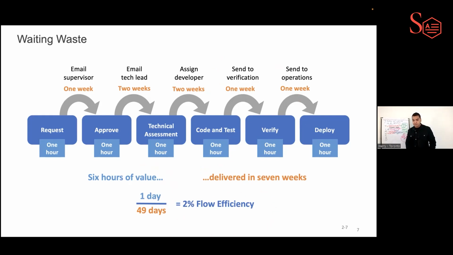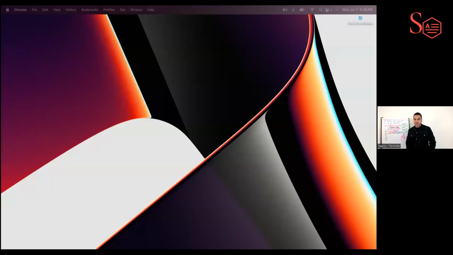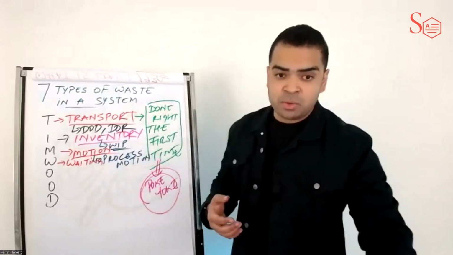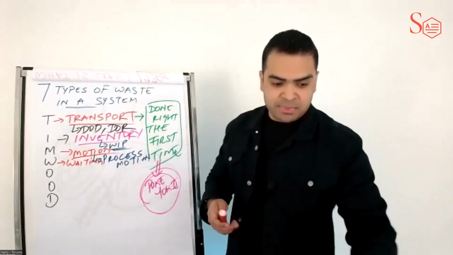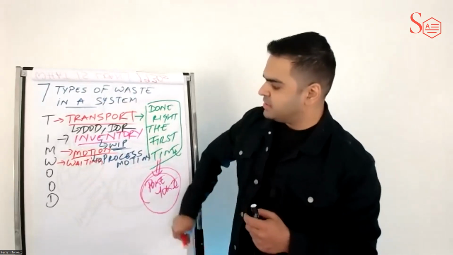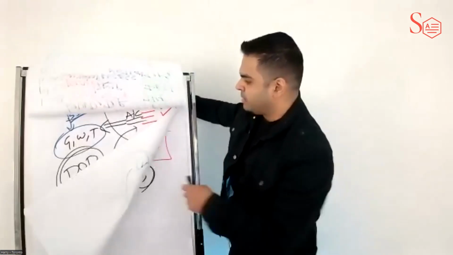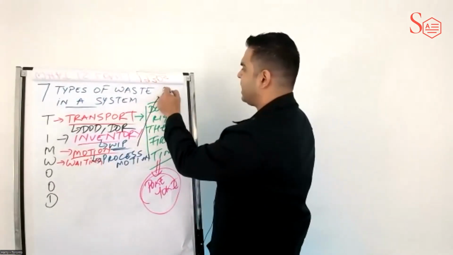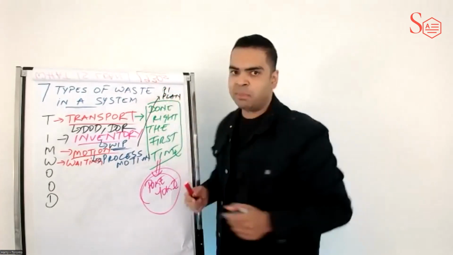So flow efficiency is so low, only about 2%, right? So this process motion and waiting waste, which go hand in hand, can often reduce our flow in a given system. So how do we reduce motion waste in a system? This is where things like PI planning comes into play.